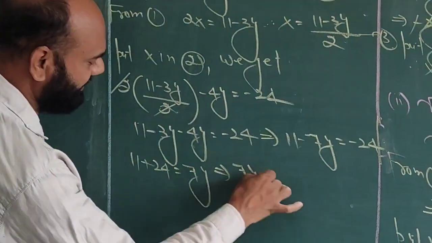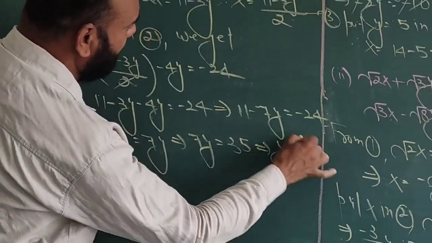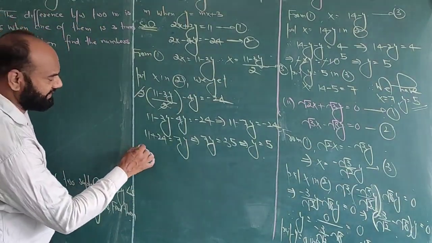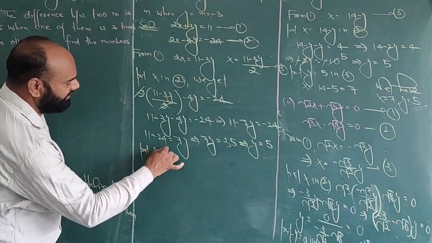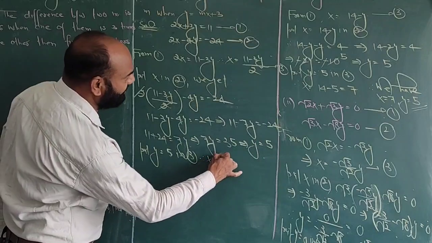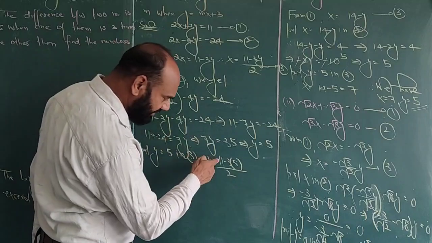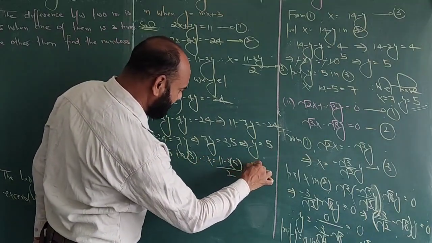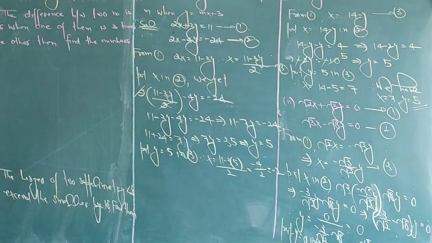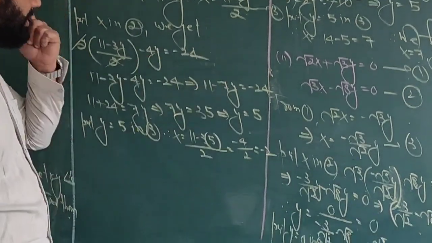This implies 7y is equal to 35. So y is equal to 5. Now put y equal to 5 in equation number 3, and we obtain the value of x. Therefore x is equal to (11 minus 3 into 5) upon 2, that is 11 minus 15, which is minus 4 upon 2, and this is equal to minus 2. So by solving the first equation, we get x equal to minus 2 and y equal to 5.